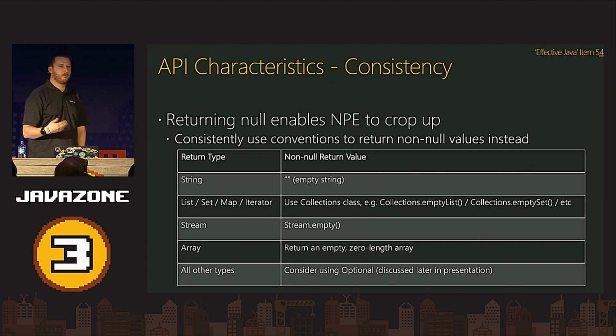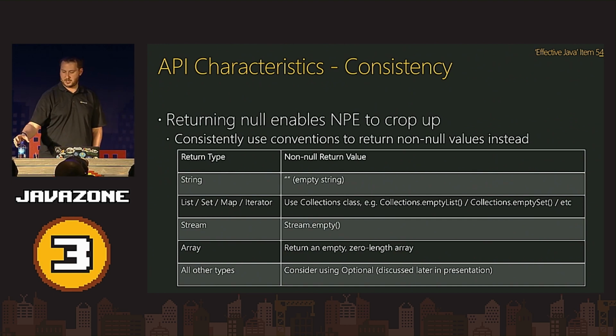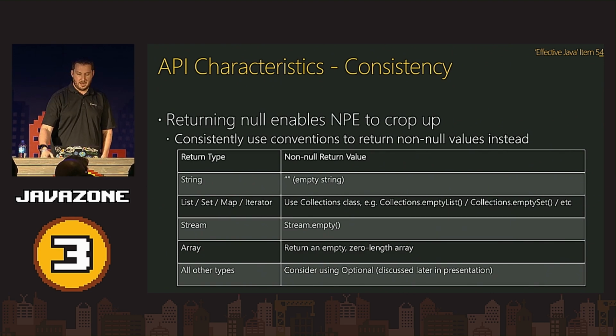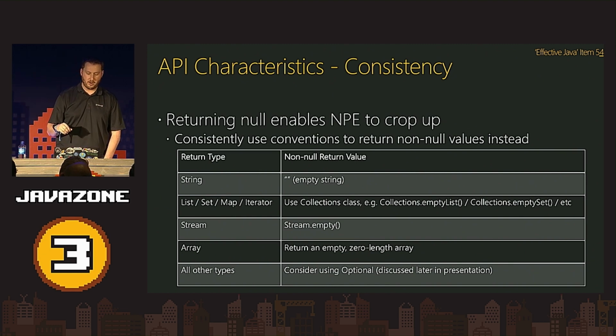So returning null enables null pointer exceptions to crop up. There's some general rules that we can use to not return null. If you have a return type of string, you can instead return an empty string. If you have a list, set, any of those kind of collections classes, you can return an empty list. So the collections class has a whole bunch of methods to return empty list, empty set, empty map, these kind of things. It's far better to return that than null, because if a developer is going to get a result back from your method that's a collection, rather than having to null check, they can just do their for loop or whatever they want to do with that collection, and because it's empty, they'll just fall right through and carry on the other side.